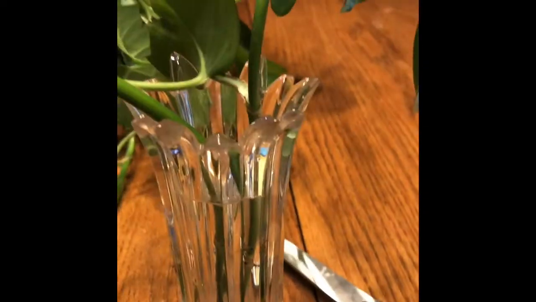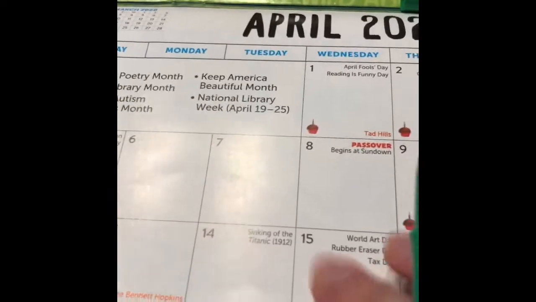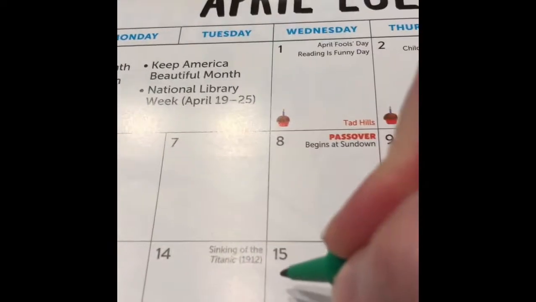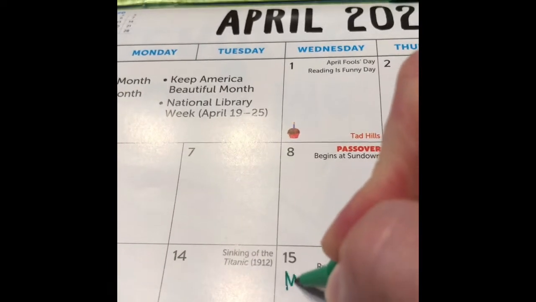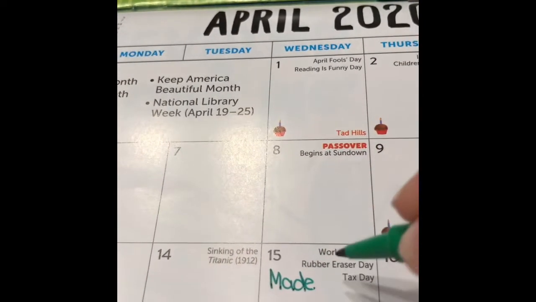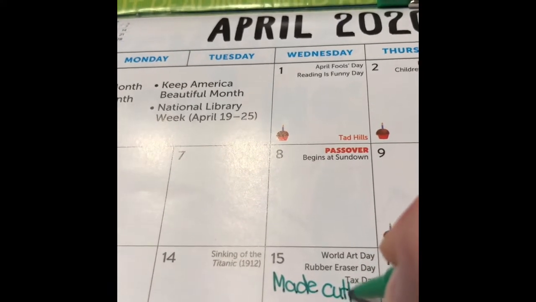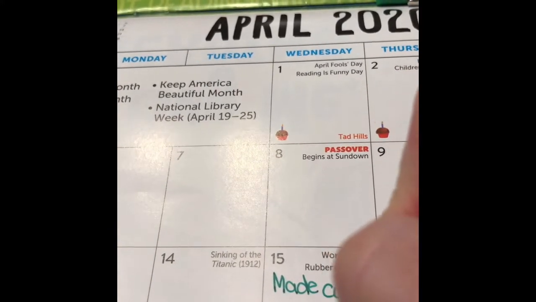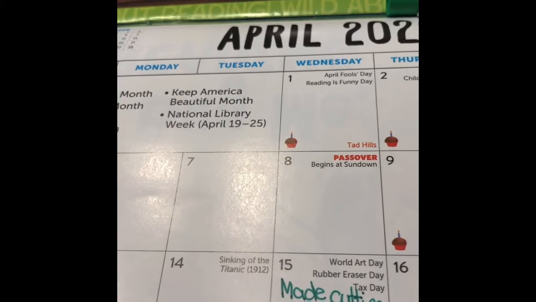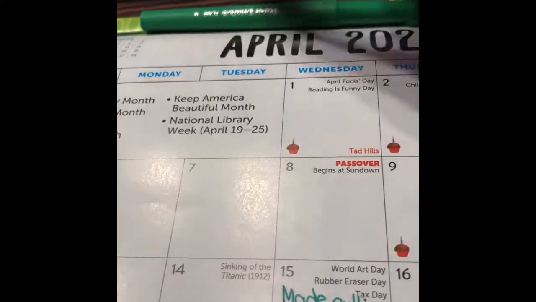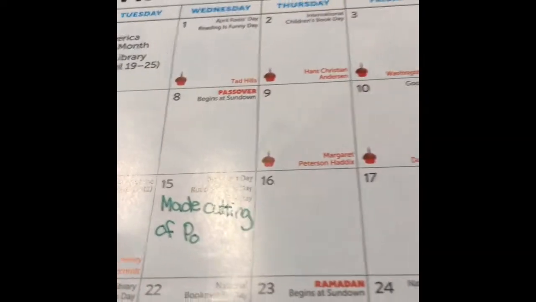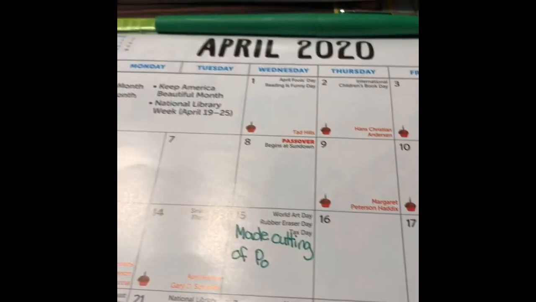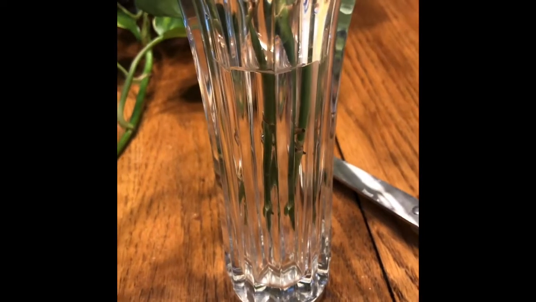So what we're going to do is we're going to take a little calendar. Here I have an April 2020 calendar. And I'm going to write on today that we made a cutting. We made a cutting of Poe, the plant. And we'll check in with the calendar and we'll see when Poe's roots start to grow, when the roots of the cutting start to grow.